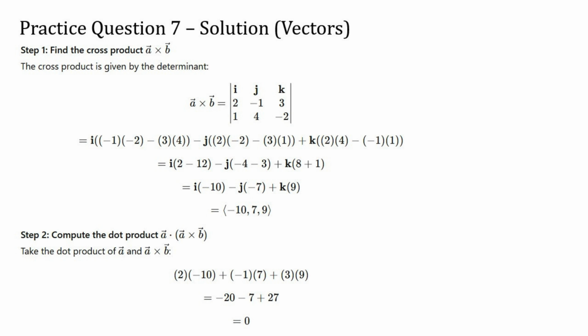Since the dot product came out to 0, it tells us that the original vector is orthogonal, or perpendicular, to the cross product of the two vectors. That makes sense geometrically, because a vector is always perpendicular to its own cross product with another. This answer corresponds to option A.